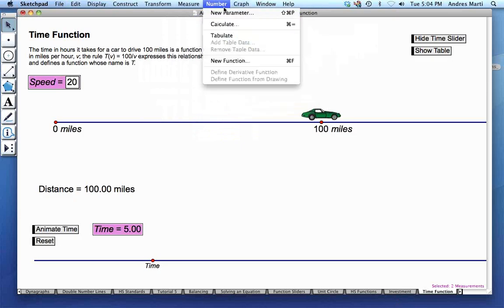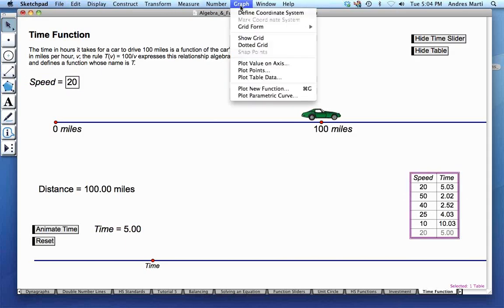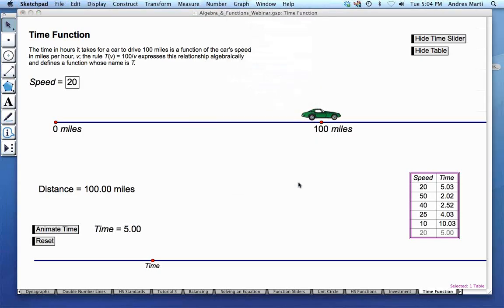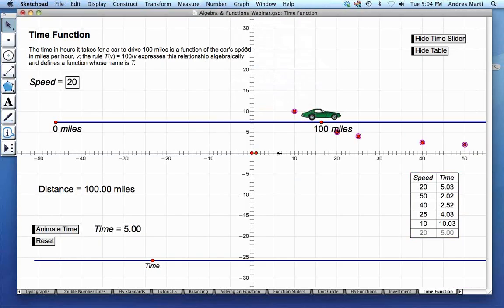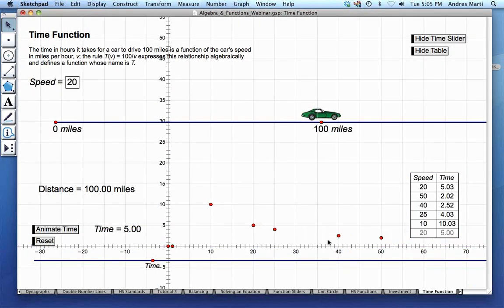There we go. Oh, I had done it earlier, and I had a whole bunch already done. That's what happened here. But you get the idea. And then you can plot this table data. And you can see that this ends up generating something very different, right? The inverse function. If I picked some really, really slow speeds, I'd get much larger times, and so forth.